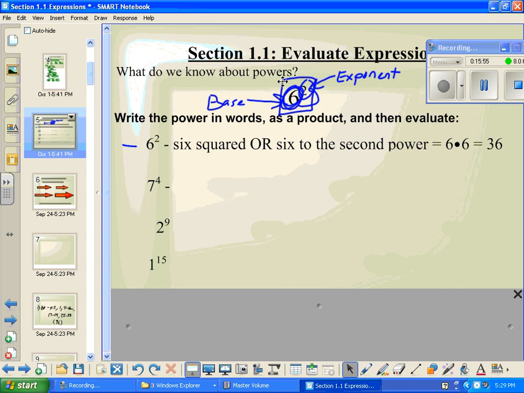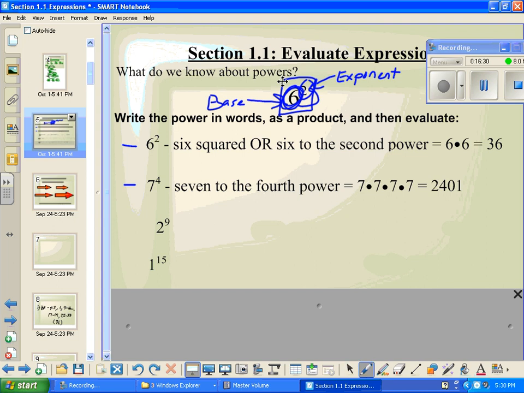Okay, this next one. How would I say that one? Well, the base is 7, the exponent's 4, so you would say 7 to the 4th power. What does it mean? It means take the base number and multiply by itself as many times as the exponent tells you to. So it means 7 times itself 4 different times: 7 times 7 times 7 times 7. If I evaluate it and find the final answer, in this case the answer ends up being 2,401.